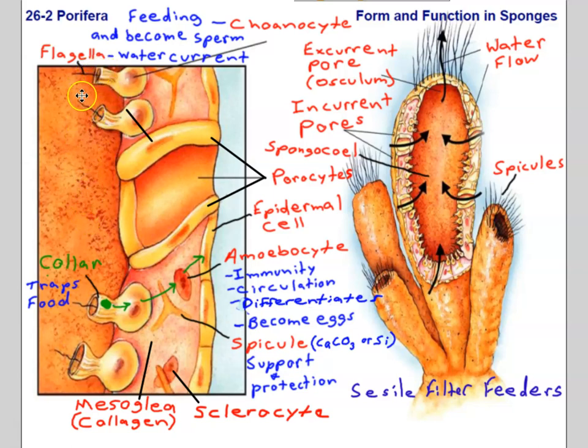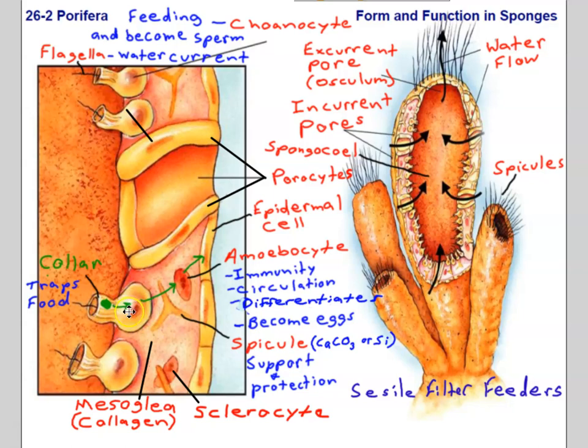So as the water is pumped through, food particles in the water get trapped in the collar of the choanocytes. So down here, notice that I labeled the collar of this choanocyte, and that collar has mucus. So when the food particles run into the collar, they stick in the mucus. And then the cell engulfs the food particle by phagocytosis and digests that food.